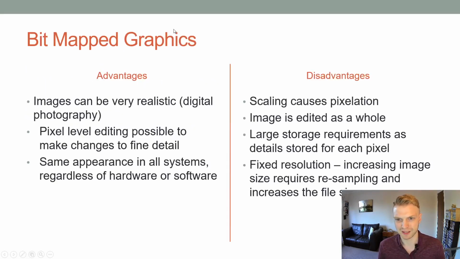So bitmaps, the advantages of it, obviously it looks very realistic. They're just photos. You can edit the pixels individually, so the most common one would be to get rid of red eye or to get rid of spots or whatever, but you can just play about with filters, all that type of stuff. Any type of editing is possible, and a picture is going to look the same. So the JPEG that you open on your phone is going to look the same on your computer. It's not going to change at all, whereas a vector might.